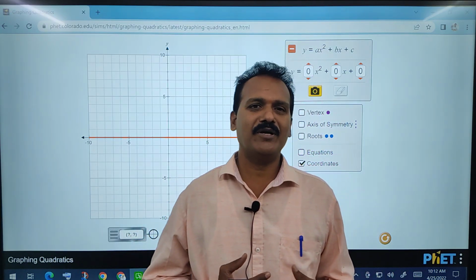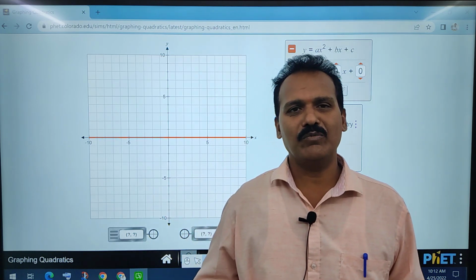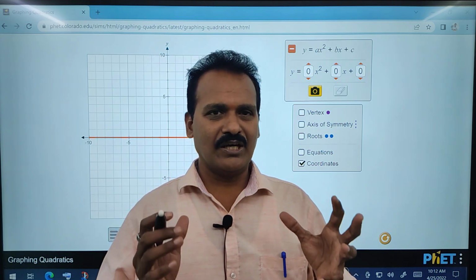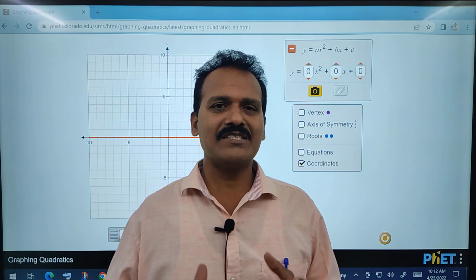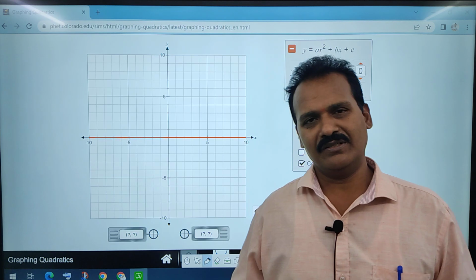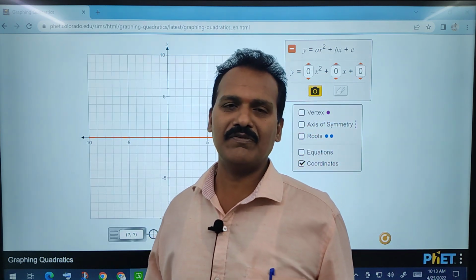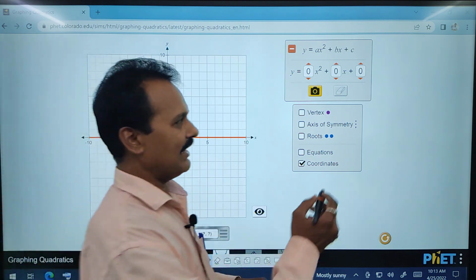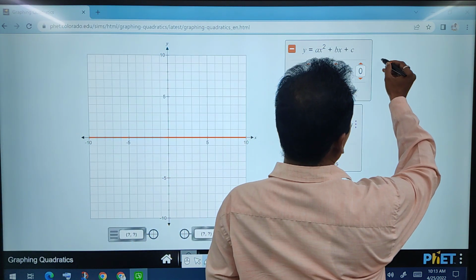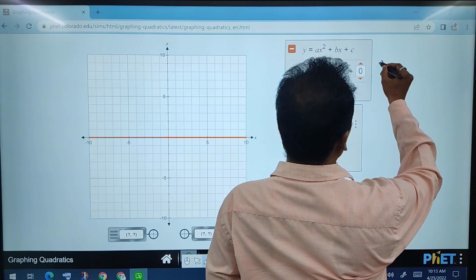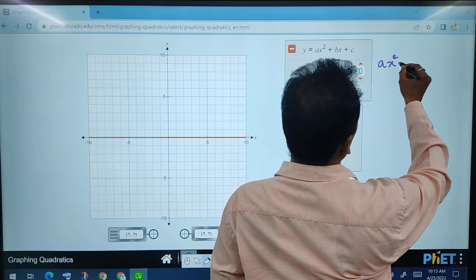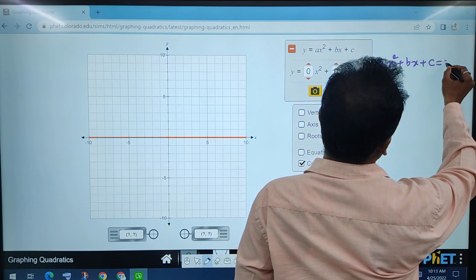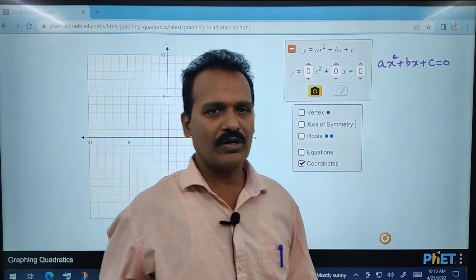My name is Ramanjaneyulu. Today we are going to learn about the basics of the quadratic equations chapter. What is the general form of a quadratic equation? The general form of a quadratic equation is ax² + bx + c = 0. This is called a quadratic equation.